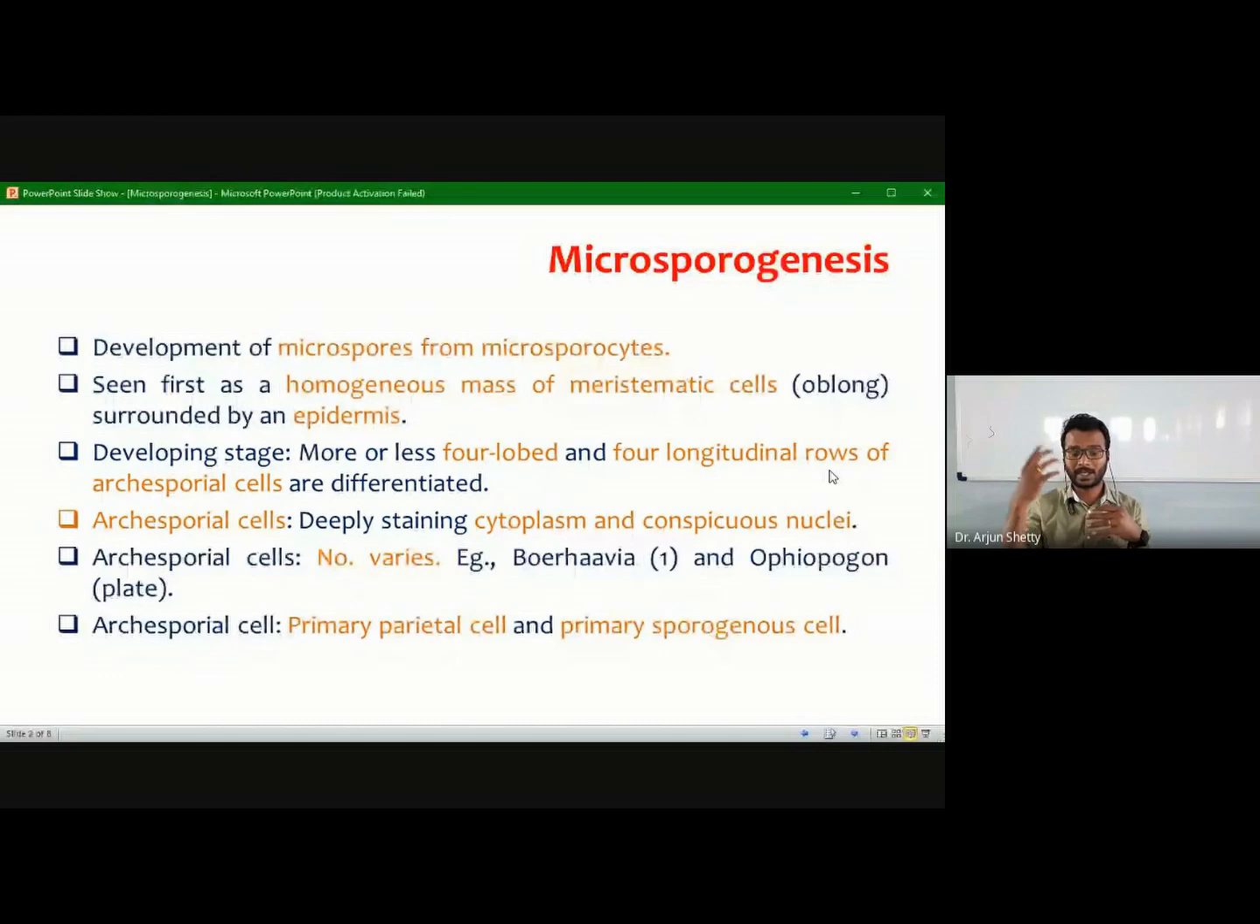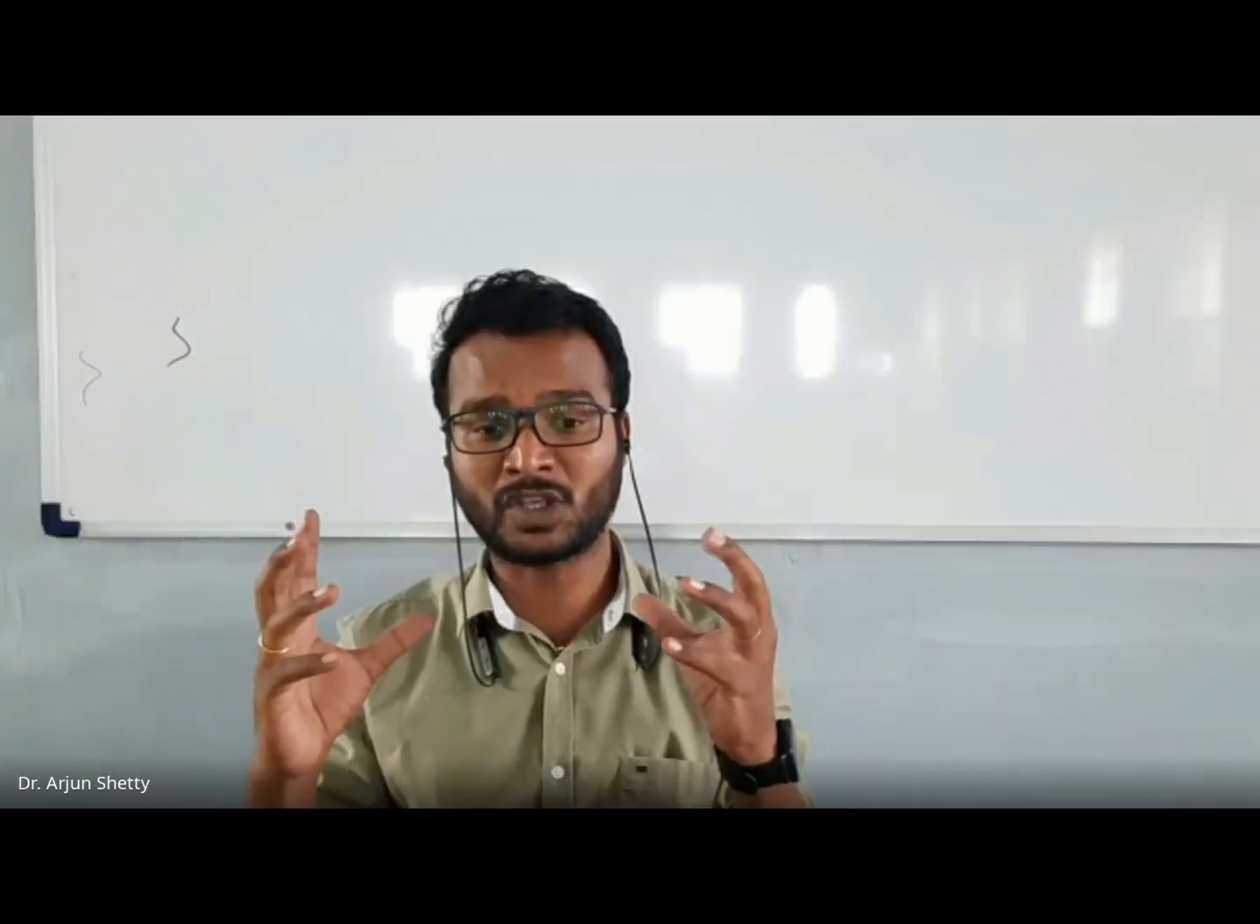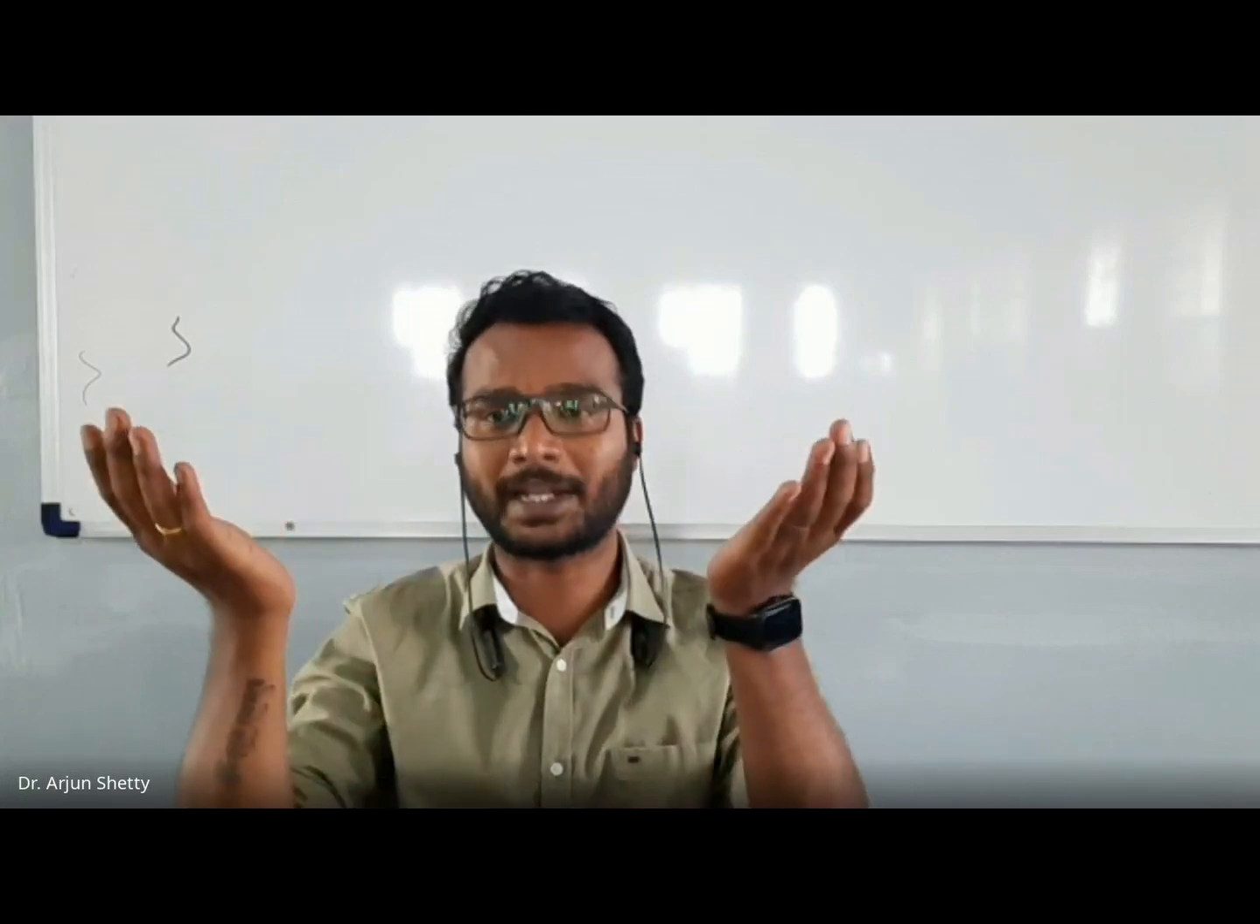Right. So the number of archesporial cells is usually confined to only 4 in most of the angiosperms, whereas in some of the specialized angiosperms you can see only one archesporial cell which is forming the microspores. And Ophiopogon is again a plant which contains a number of archesporial cells which are arranged in the form of a plate.